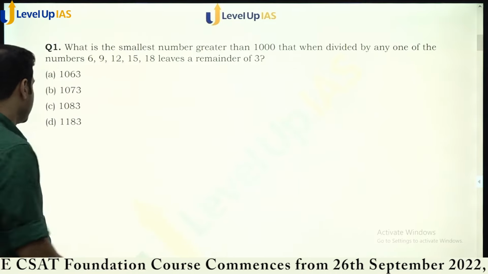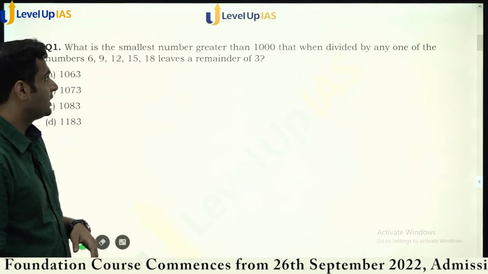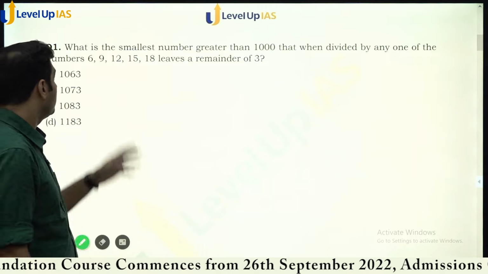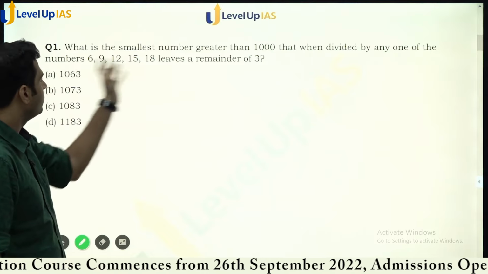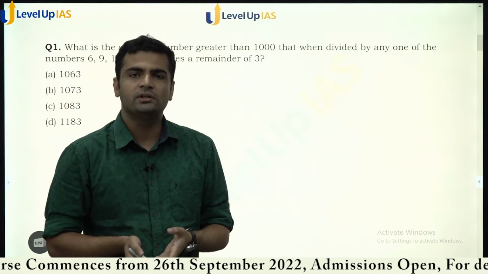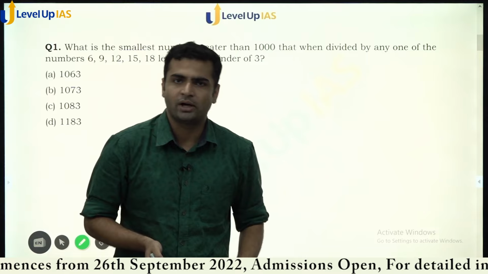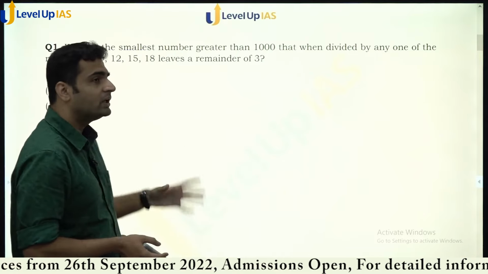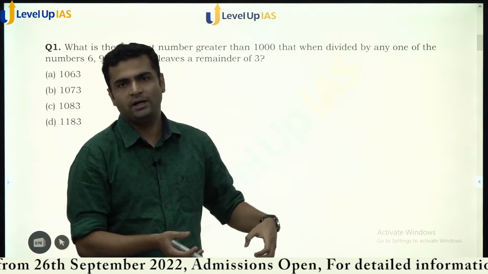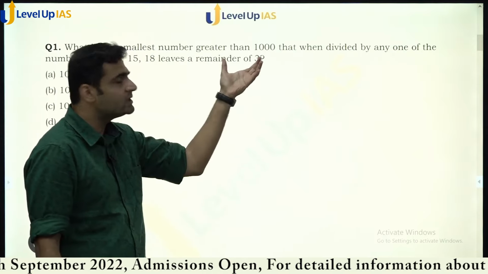So this is the first question. What is the smallest number greater than 1000 that when divided by any one of these numbers leaves a remainder of 3? All you need to know in this question is what divisibility means and what the remainder means. Basically, you try to divide some number by any one of these numbers, and always the remainder is 3.